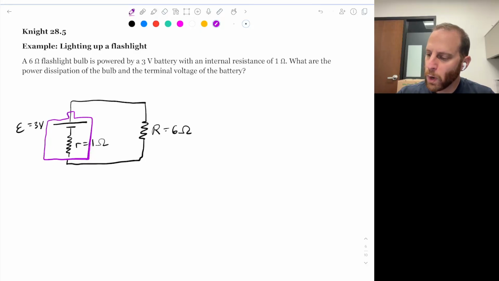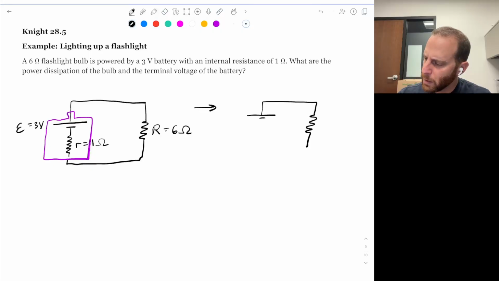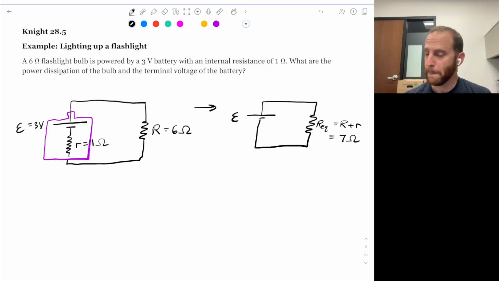So once we see a circuit diagram that has more than one resistor, it's often worthwhile to think about representing this as a single equivalent resistor. So this is the equivalent circuit diagram where the equivalent resistance, because these resistors are in series, is just capital R plus little r. In other words, we have a circuit that has an equivalent resistance of 7 ohms and an EMF of 3 volts.